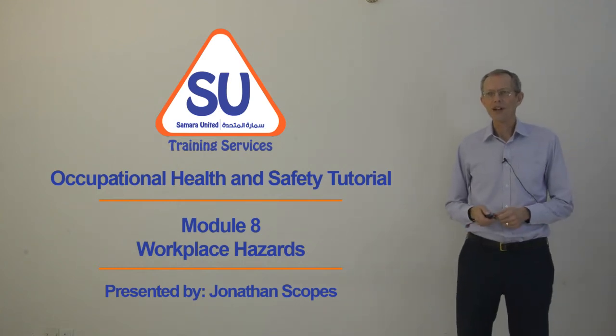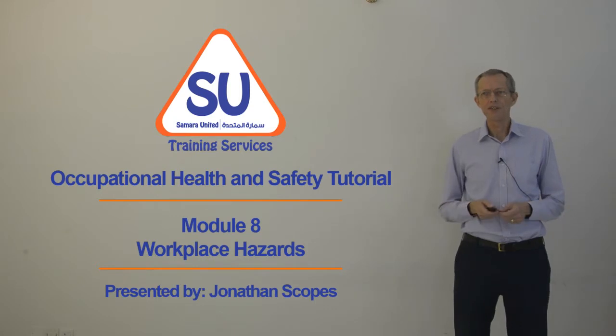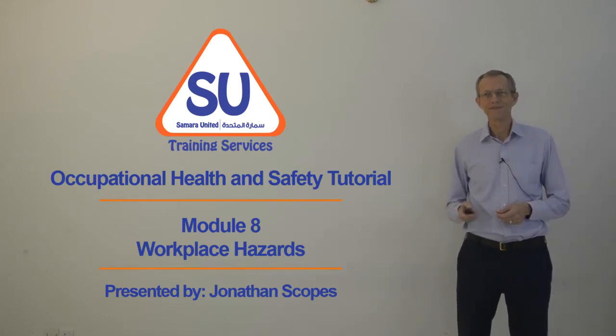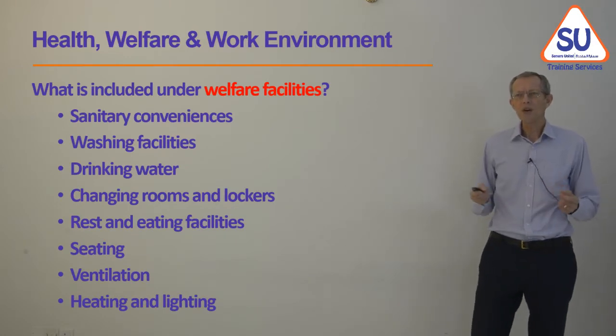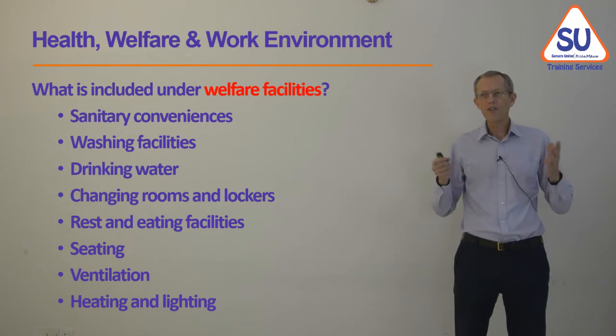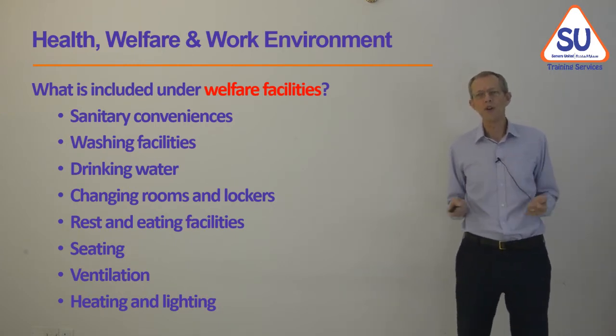Welcome to our Occupational Health and Safety tutorial, Module 8, and today we're going to talk about workplace hazards and risk control. So we'll start with welfare facilities, the work environment. Welfare facilities are what we need as human beings to be able to do our work.